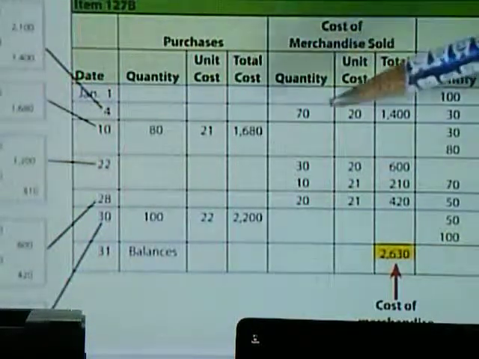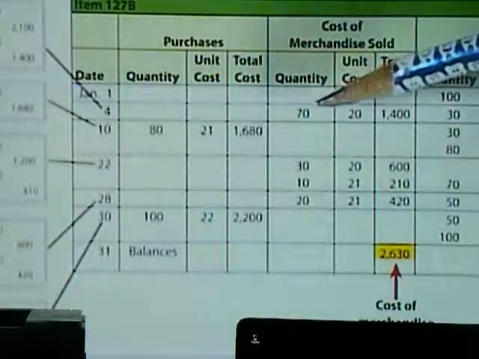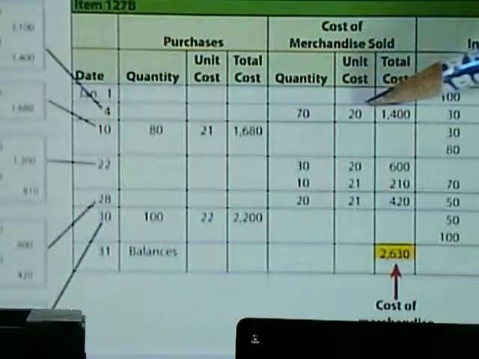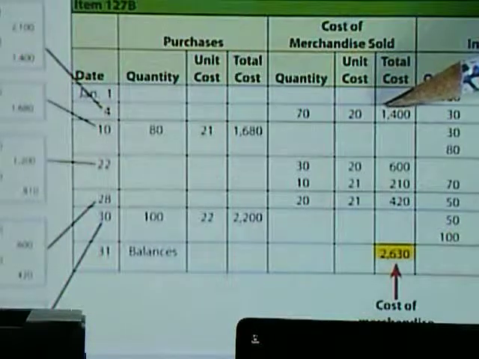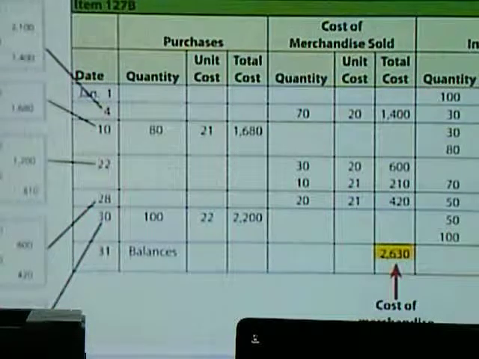I need to sell 70 units, and I have 100 units, so I'm getting them from the $20 unit. So I sold 70 at $20 apiece. It cost me $1,400. I now have left 30 units at $20 each for a total of $600.